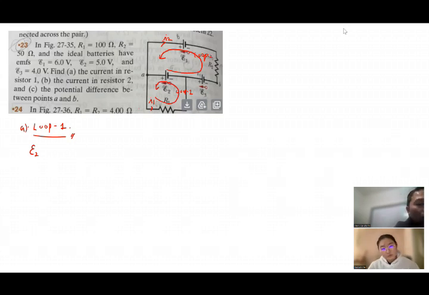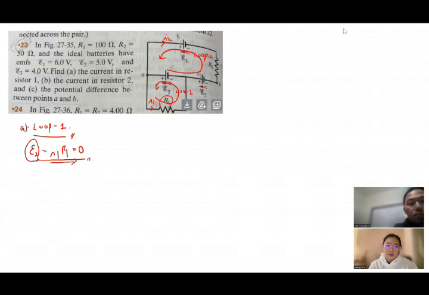So for loop one, E2 minus I1 R1 equals 0, because you see that the current flow is in the same direction as the loop. Based on the junction rule and the loop rule, E2 is a positive value and R1 should have a negative value, so that the potential difference along this loop is equal to 0.